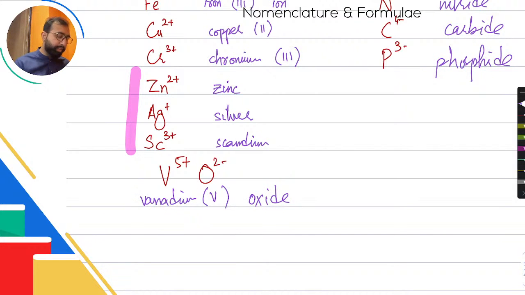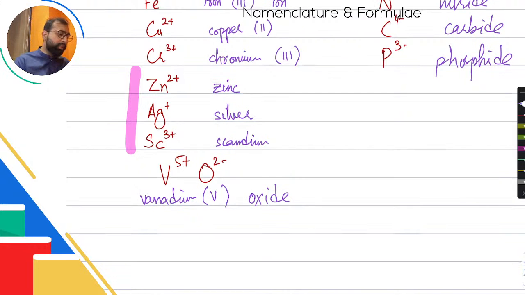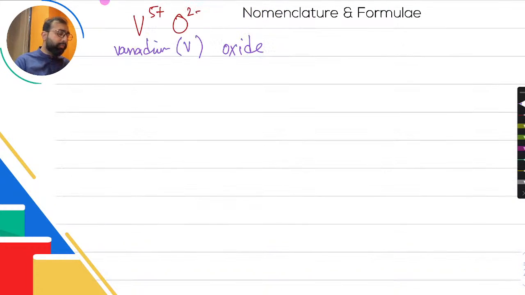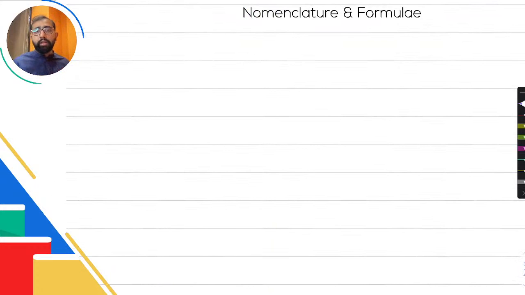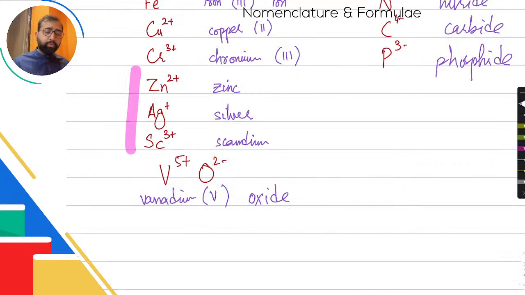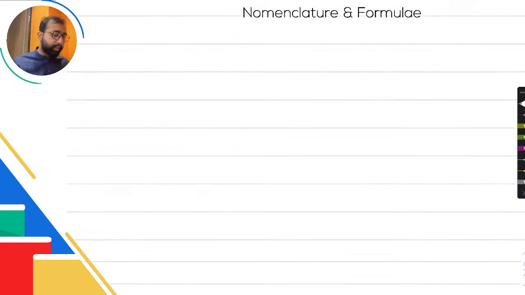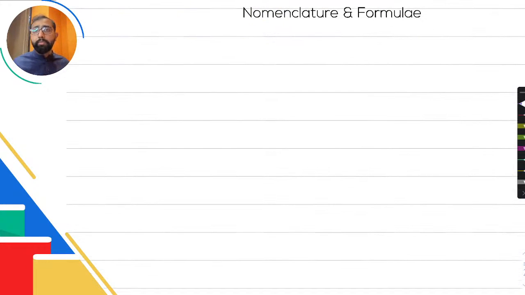All right, so it's pretty straightforward how you name this. Now let's move on. How do you write the formula of this thing? It's pretty straightforward. I'm going to share a worksheet with you for all these formulas, on how to write the formula and how to know the name. So make sure that you practice from that worksheet and I will share the solution with you. All right, so let's write down the formulas.